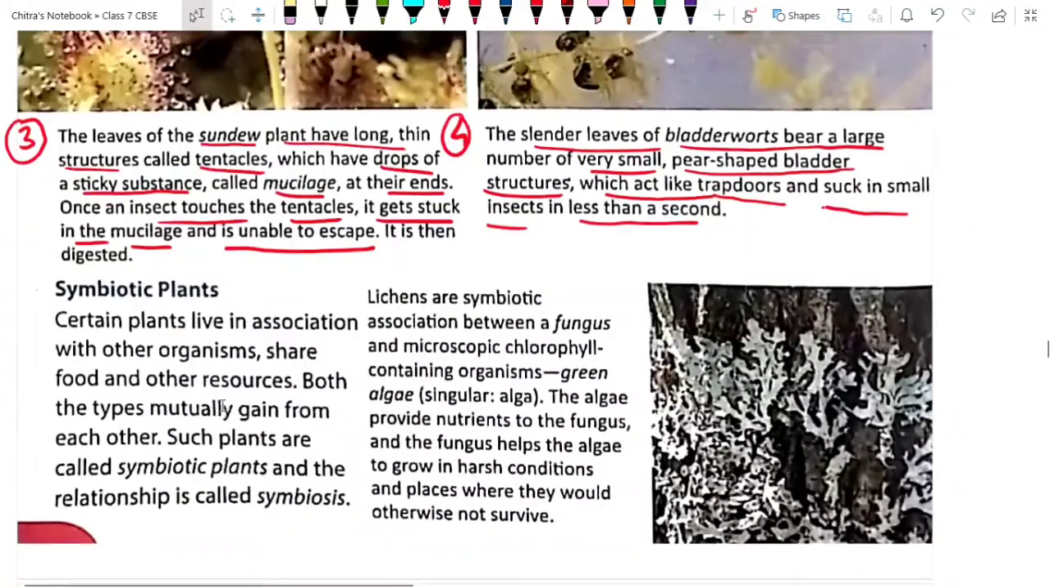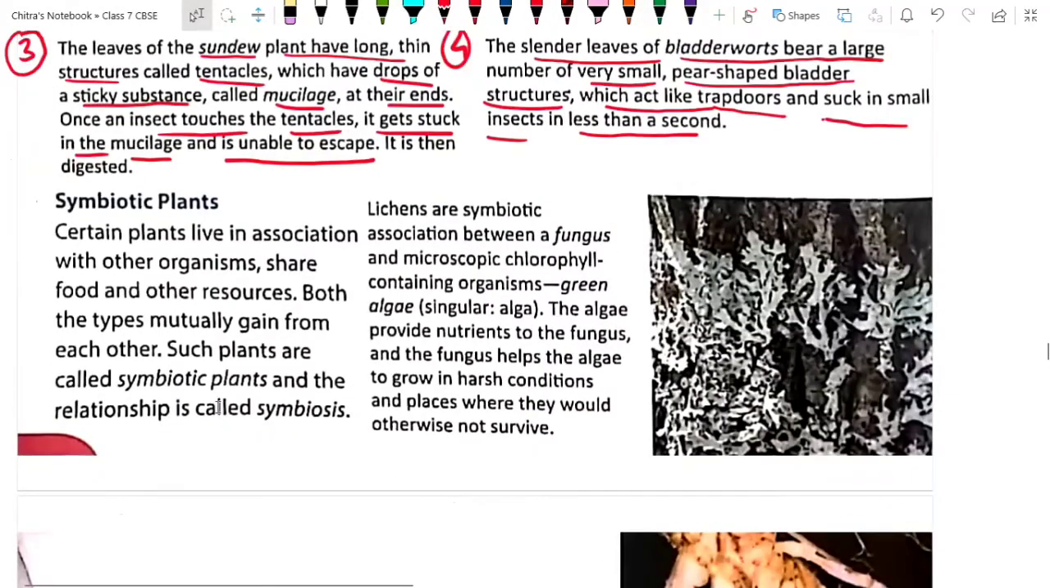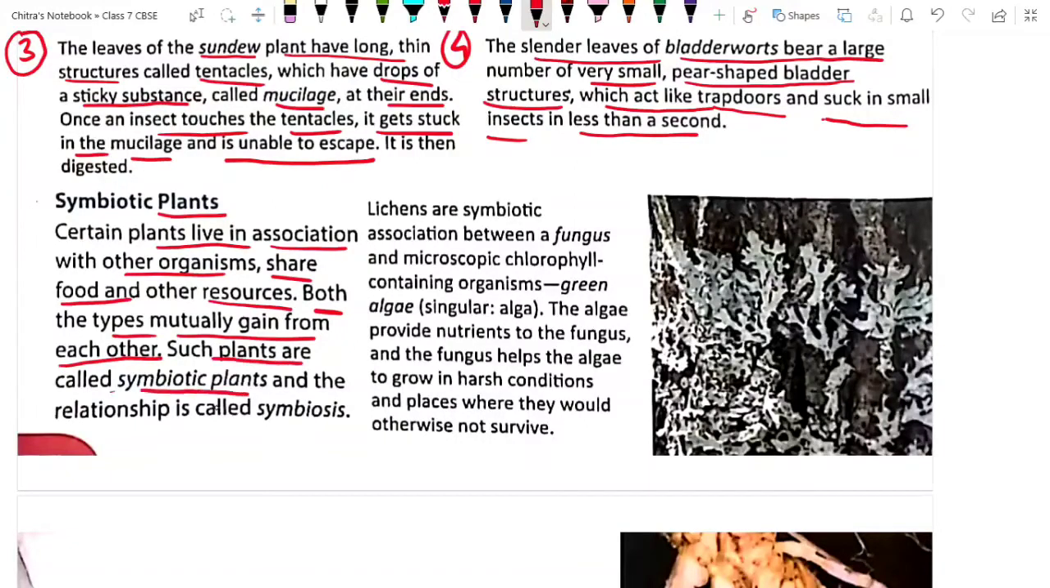Don't worry. Now, last but not the least, we have the symbiotic plants. Symbiotic plants means two different types of plants that are providing benefit to each other. That relationship is called symbiotic, and that's why those plants are called symbiotic plants. Certain plants live in association with other organisms and share food and other nutrients also. Both types of plants mutually gain benefits from each other. Such plants are called symbiotic plants, and the relationship is called symbiosis.